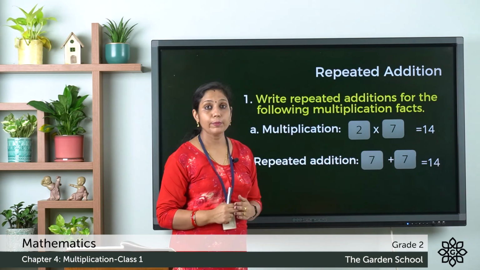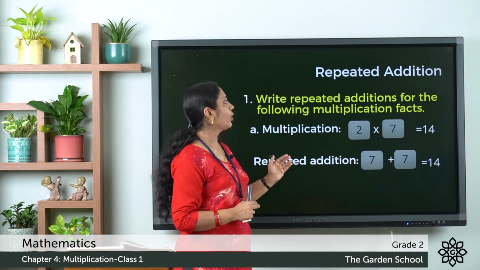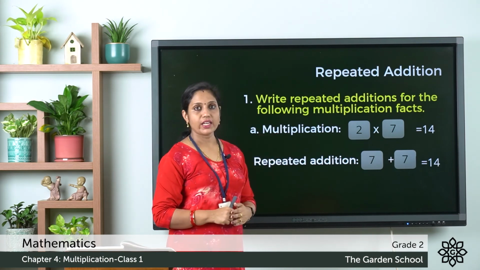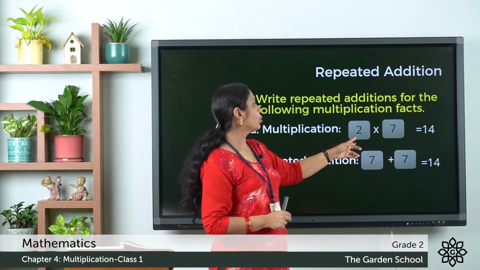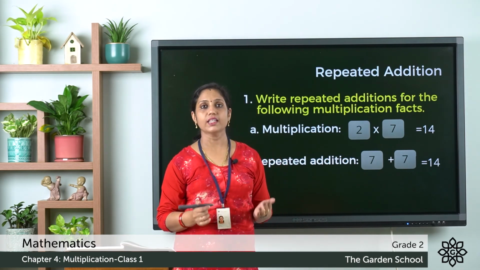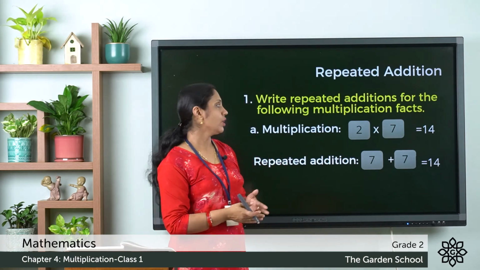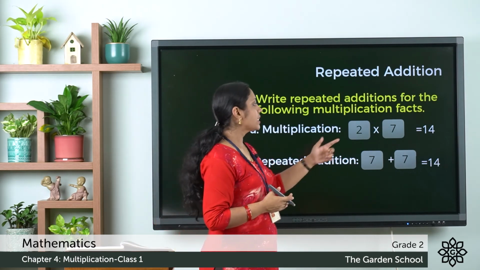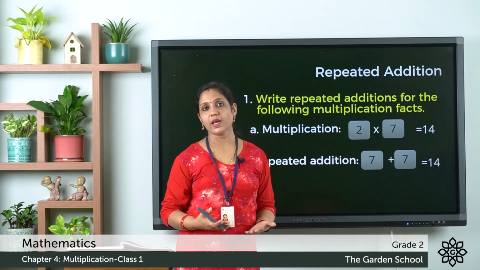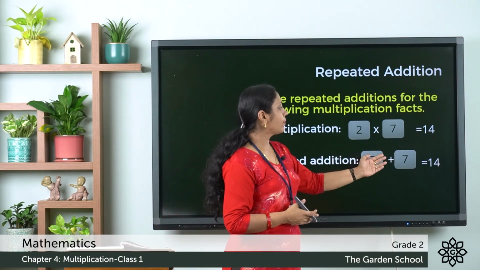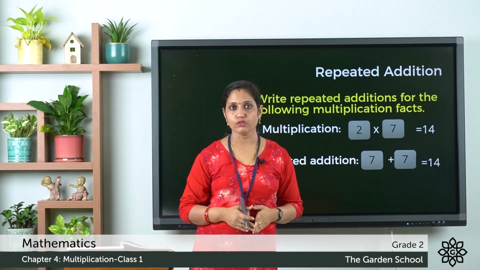Write repeated additions for the following multiplication facts. The multiplication fact is given. It is 2 into 7 is equal to 14. And we have to write the repeated addition for this. So look here, which number is repeating? The number 7 is repeating. And how many times is it repeating? 2 times. So we can write it as 7 plus 7 is equal to 14.